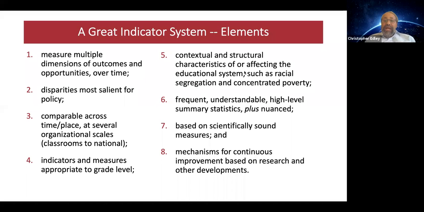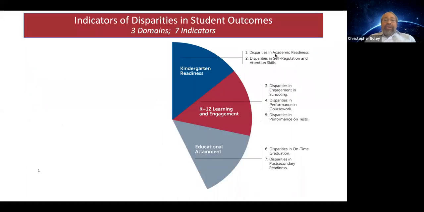Next slide, Jeannie. I don't have control. Okay, so speaking of domains, here are 3. Kindergarten, K-12, learning and engagement, educational attainment. For each domain, there's 7 of them, we have indicators. And here you have on the side particulars on what the indicators are that are associated with each of those domains. So for example, in educational attainment, we talk about disparities in on-time graduation as being an indicator.